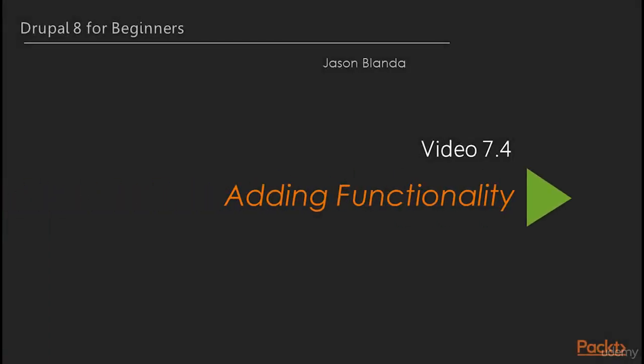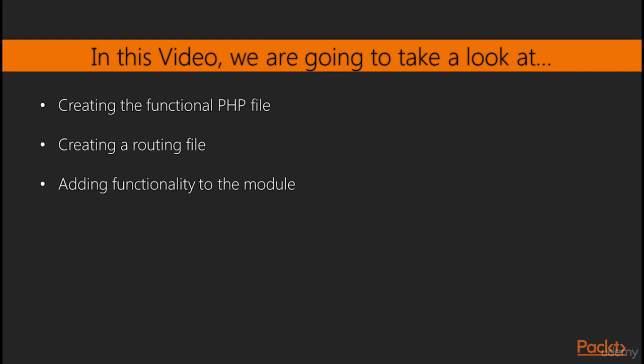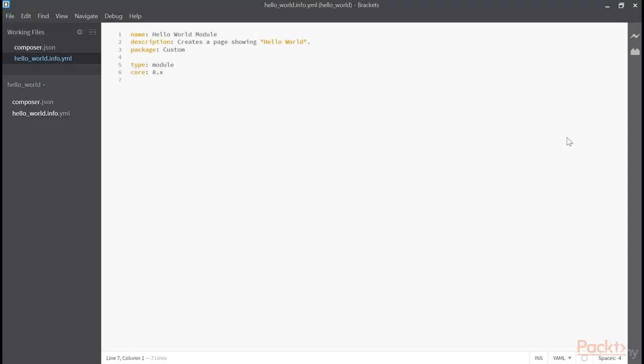In this video, we're going to be adding some functionality to our module. We are going to create a functional PHP file that's going to serve as the controller for our module. We are going to create a routing file that is going to let our module know about that controller that we just created. And then we're just going to add functionality to this particular module so that it's not just an info file. So let's add some functionality to our module.